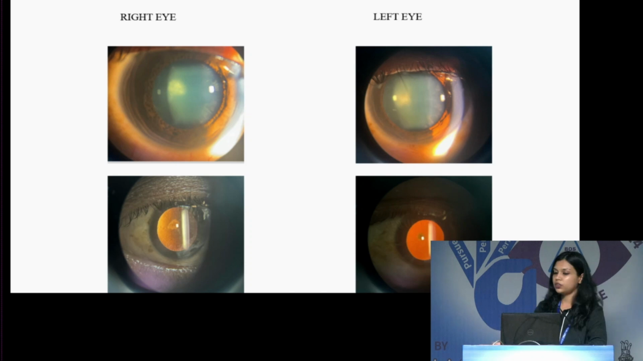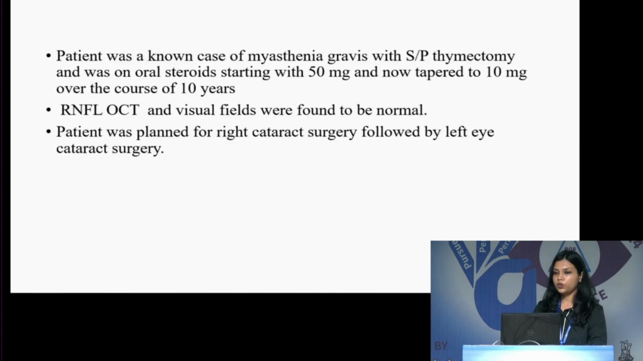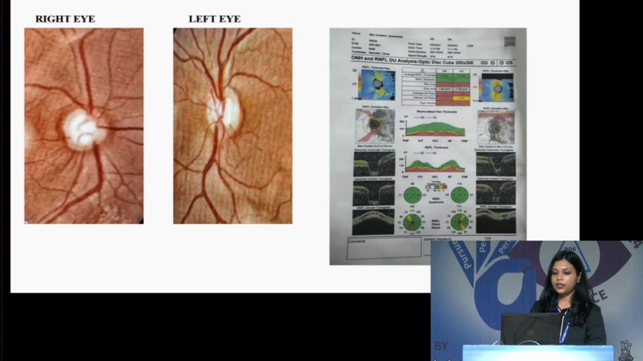These are the images showing posterior subcapsular cataract in both right and left eyes. The patient was a known case of myasthenia gravis, and he had undergone thymectomy for the same 10 years ago. He was started on oral steroids, 50 mg for almost 4 years, and tapered to 10 mg over the course of 10 years. His RNFL, OCT and visual fields were found to be normal, and the patient was planned for cataract surgery for both eyes. So these are the images.